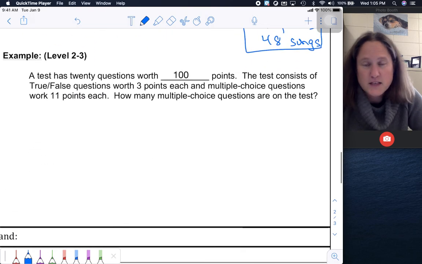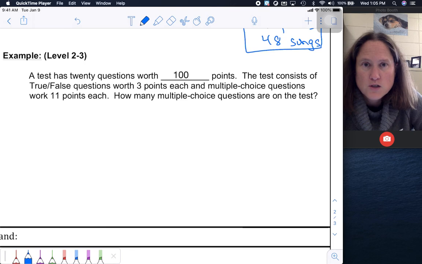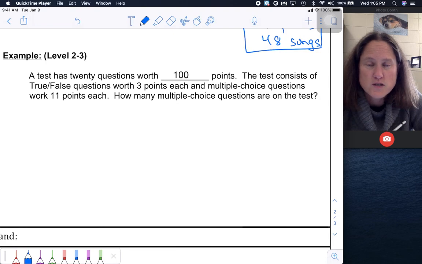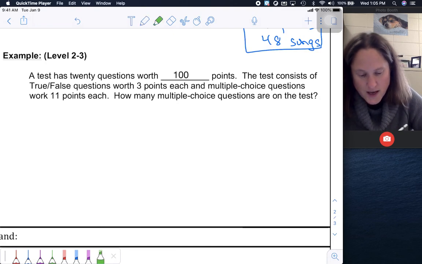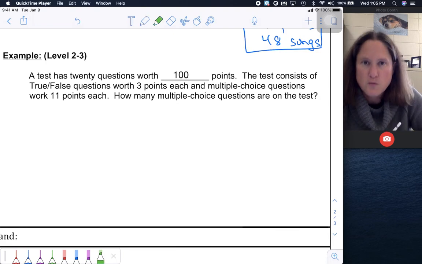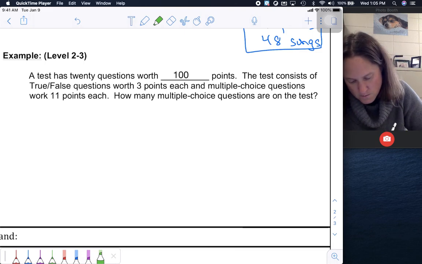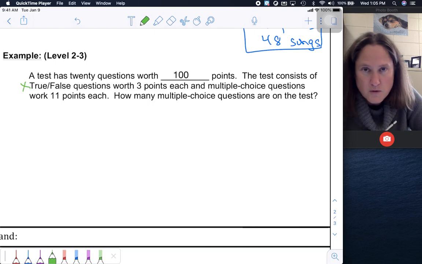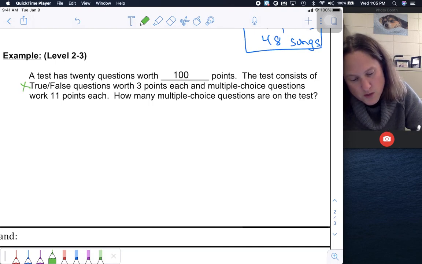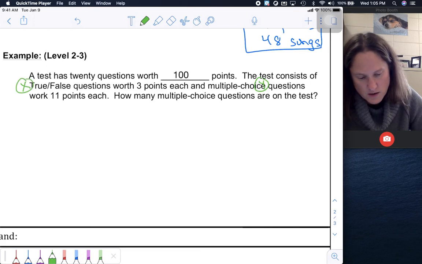Okay, last but not least, test, multiple choice, and true and false. So a test has 20 questions worth 100 points. The test consists of true and false questions worth 3 points each, and multiple choice questions worth 11 points each. So again here, I'm going to keep the points with the points. So I'm going to first identify that true and false is going to be my X, and multiple choice questions are going to be my Y's, just so I know which is which.